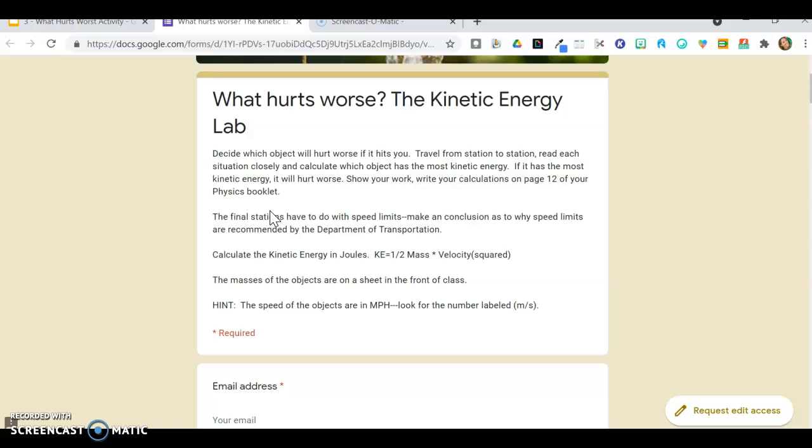So show your work on page 12 in your packet, and if you don't have your packet at home for some reason, just use a piece of paper. The final station will have to do with speed limits, and you'll have to make a conclusion as to why speed limits are recommended by the Department of Transportation.